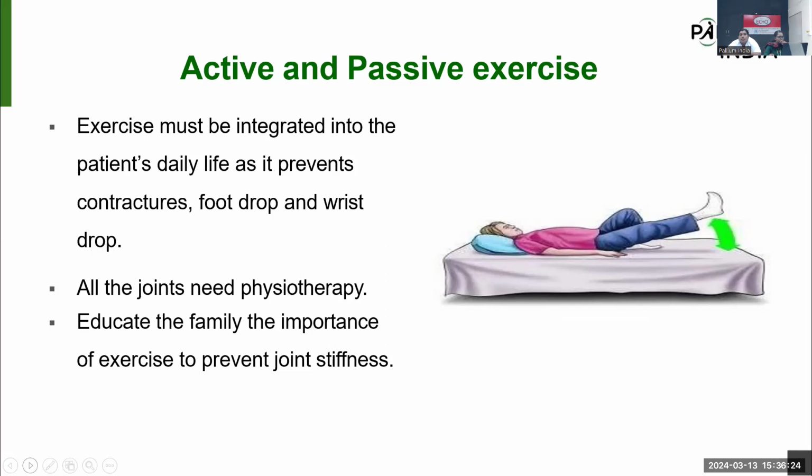All the joints need physiotherapy to avoid contracture. Educate the family on the importance of exercise to prevent joint stiffness. Once we are not using any part of the body, it causes contraction. So you have to maintain proper exercise for every joint and every part of the body. If the patient is okay to do self exercises, you have to promote that. Otherwise, it should be done with the help of the caregiver.